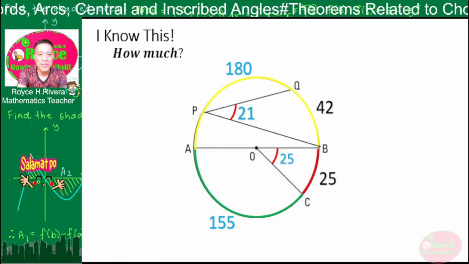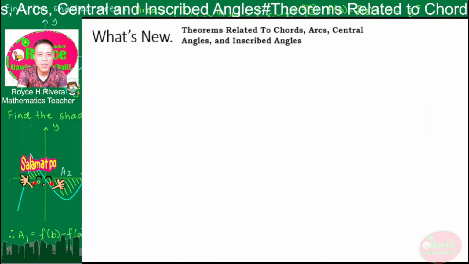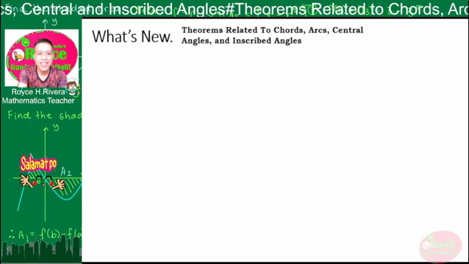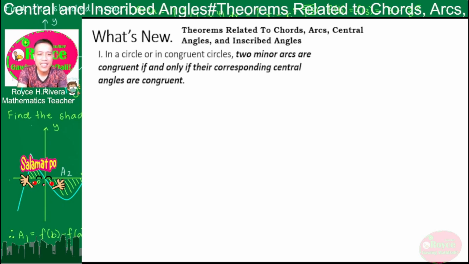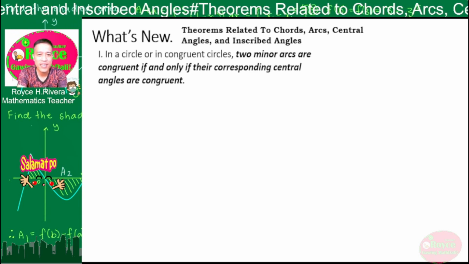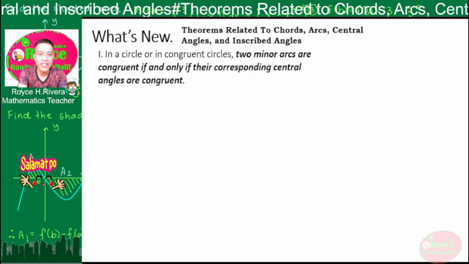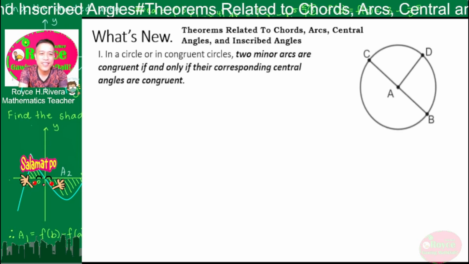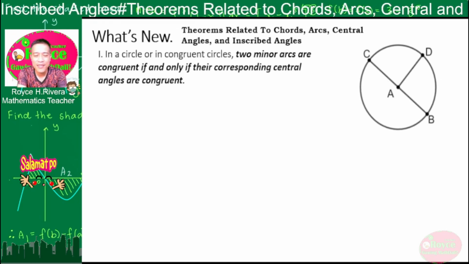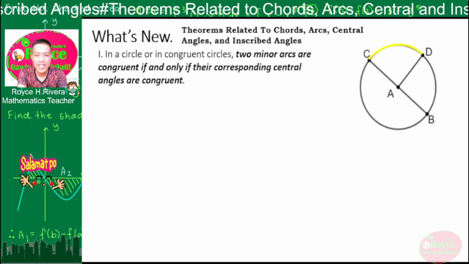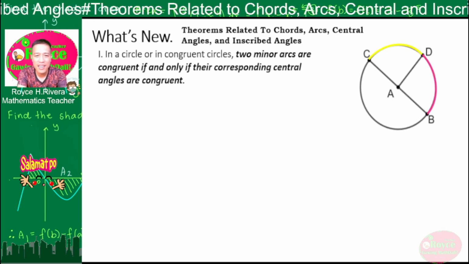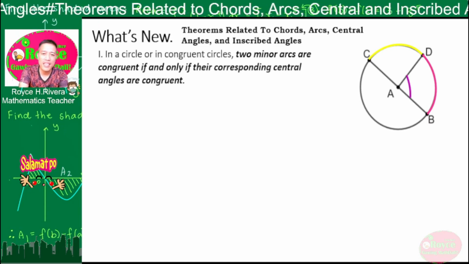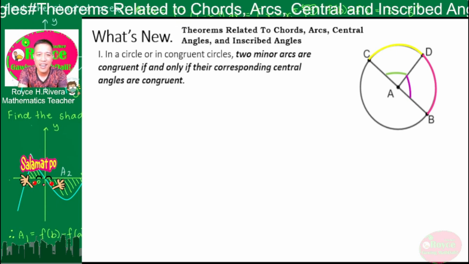We now proceed to our main topic, proving using theorems related to chords, arcs, central angles, and inscribed angles. Number 1. In a circle or in congruent circles, two minor arcs are congruent if and only if their corresponding central angles are congruent. In circle A, arcs CD and BD are congruent if and only if their corresponding central angles BAD and CAD are congruent.